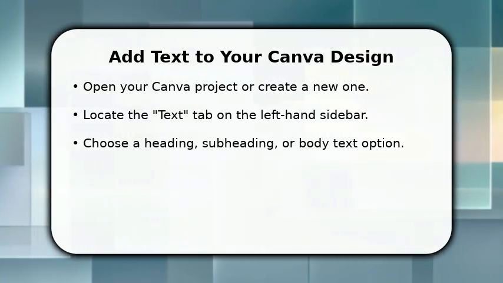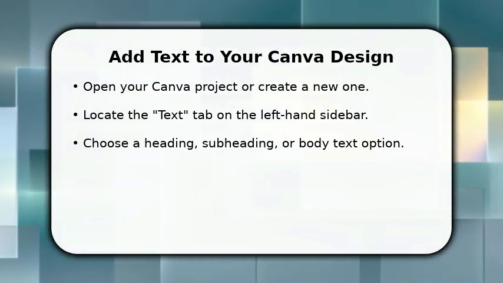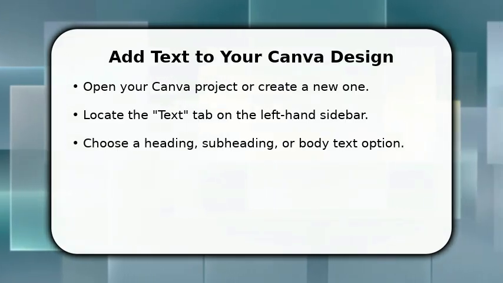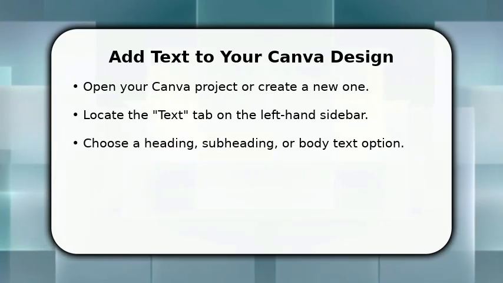You'll see options like Add a heading, Add a subheading, and Add a little bit of body text. Simply click on any of these to instantly place a text box onto your canvas, ready for your words. It's a super quick way to get started with your message.